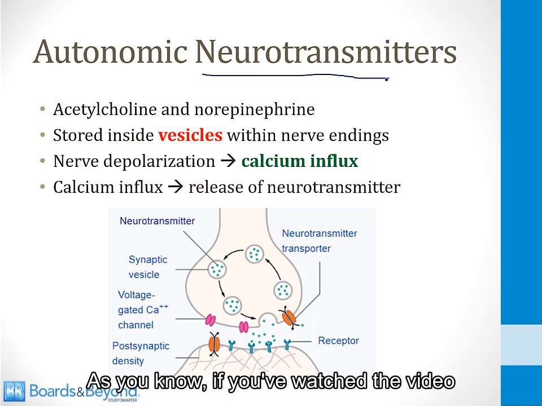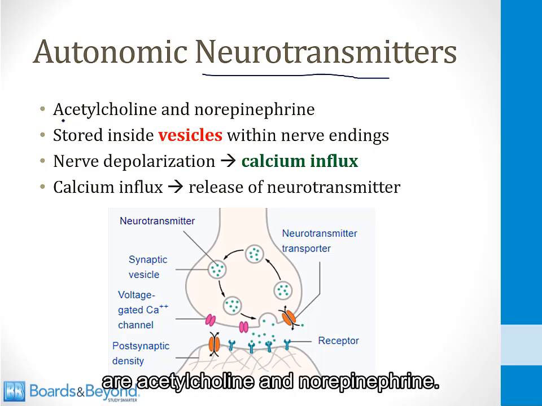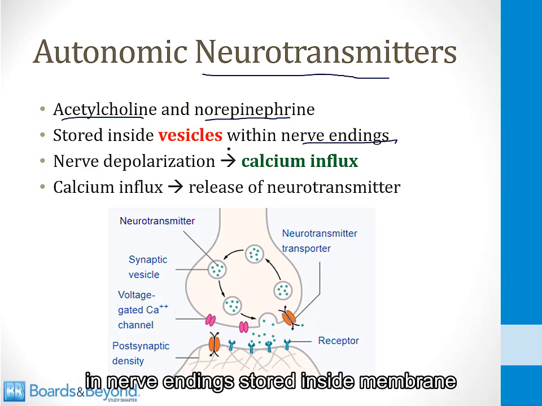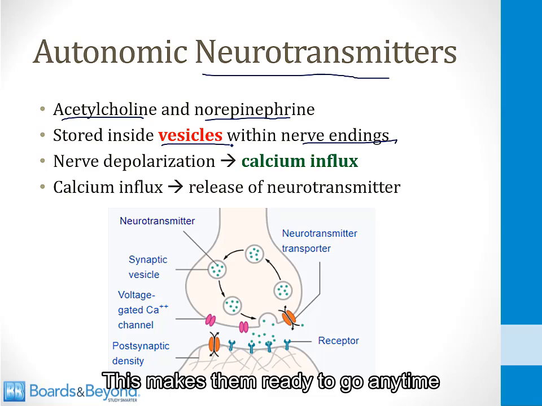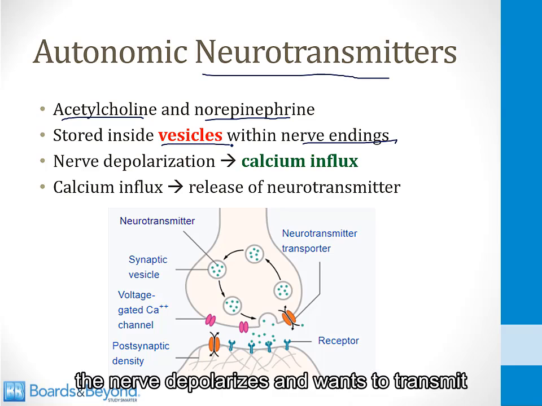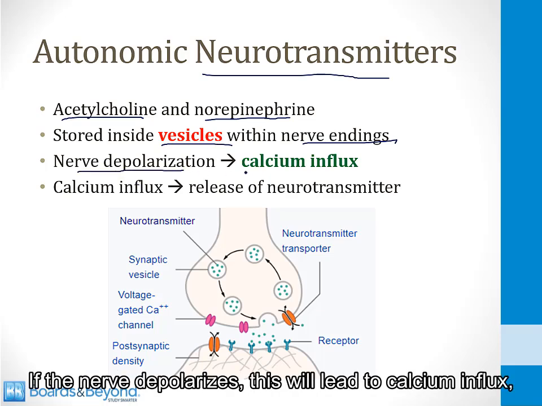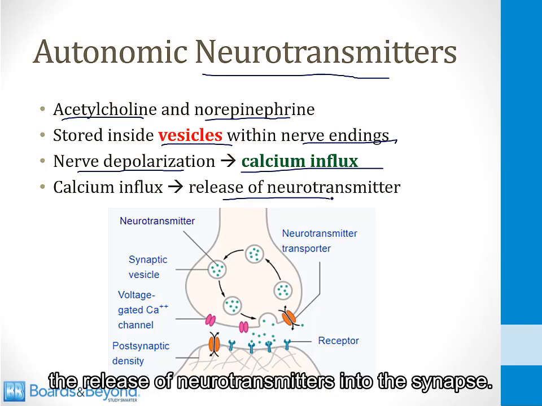As you know, if you've watched the video on the autonomic nervous system in general, the two major neurotransmitters are acetylcholine and norepinephrine. Both of these neurotransmitters are found in nerve endings stored inside membrane-enclosed structures called vesicles. This makes them ready to go anytime the nerve depolarizes and wants to transmit these neurotransmitters into the synapse. If the nerve depolarizes, this will lead to calcium influx, and it is that calcium influx that triggers the release of neurotransmitters into the synapse.